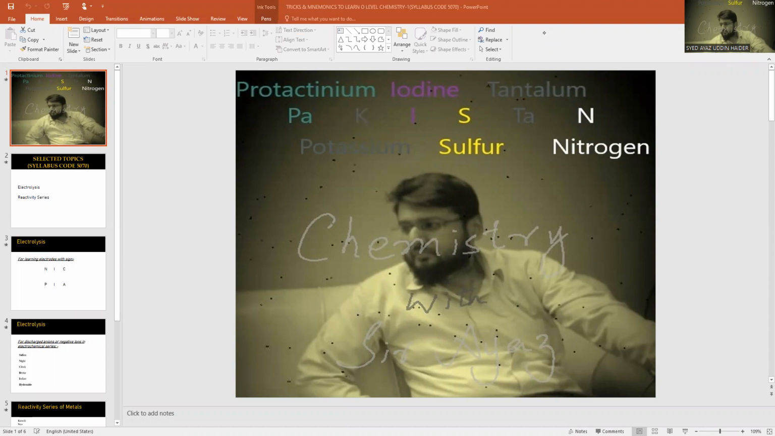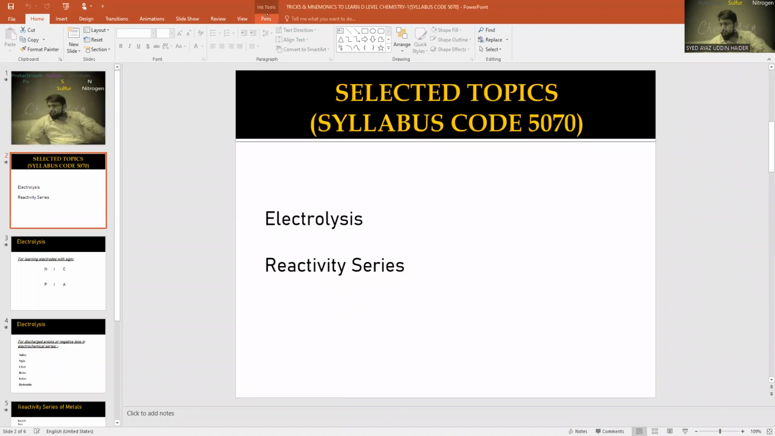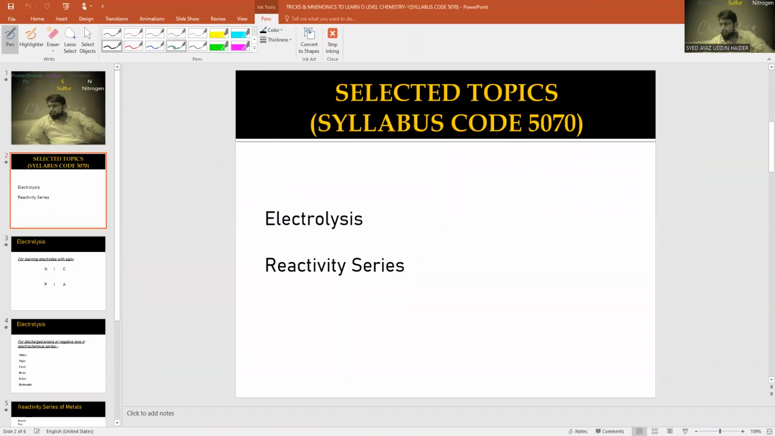Today I will share some tricks and mnemonics which I have created. This will help in learning chemistry easily. The syllabus code is 5070. So let's get started. In this lesson, I am sharing the tricks and mnemonics for the topics electrochemistry and reactivity series of metals.